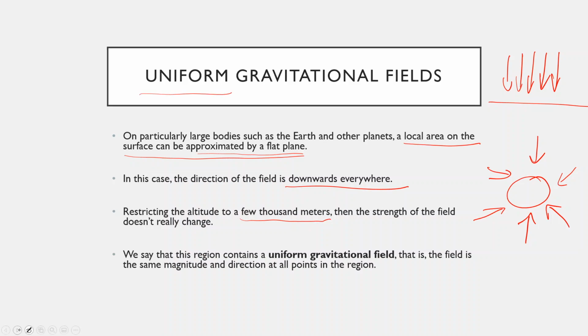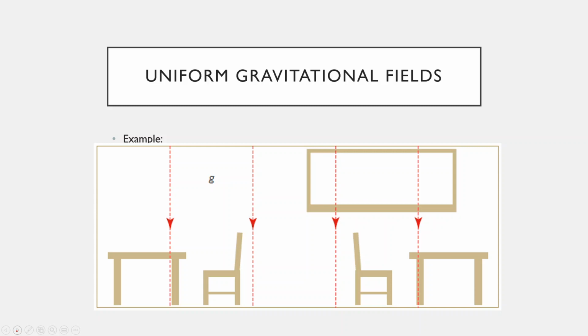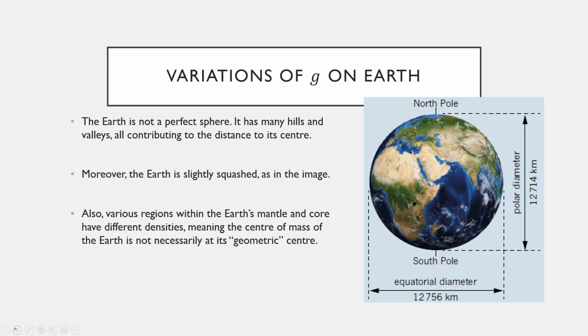Again, here's a picture. This is a classroom. The ground is flat. Down is the same in all directions. The arrows are all pointing in the same direction. They're all parallel because we're not going so far away from the surface of the planet. You only have the roof, which might be 3 meters tall. The value of g here is the same as the value of g here, and here, and everywhere. So the field strength is the same everywhere. The vectors point in the same directions. We say it's uniform. So we can approximate local areas as uniform fields.